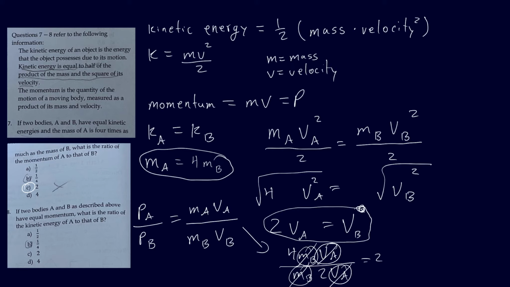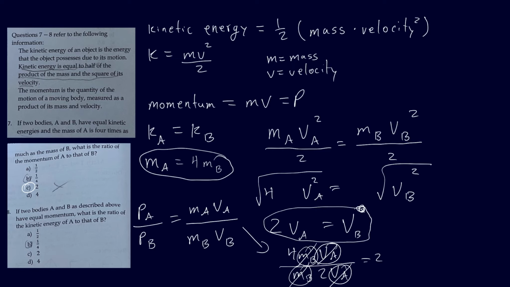Okay. Now question number 8 says, if two bodies A and B as described above have equal momentum, what is the ratio of the kinetic energy of A to that of B? So keyword as described above. They have equal momentum.